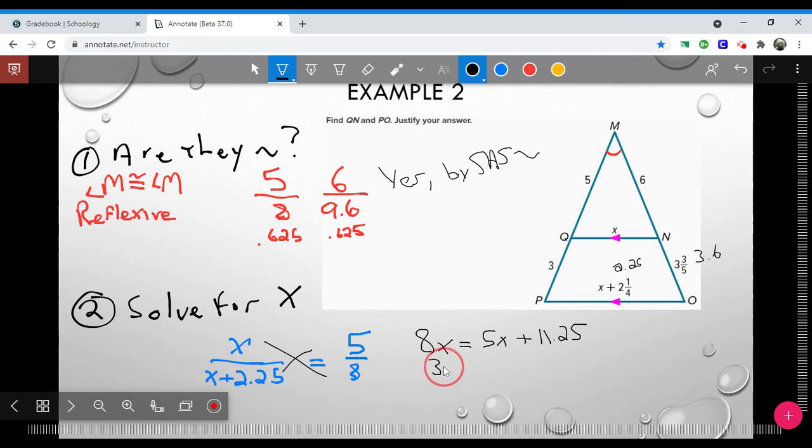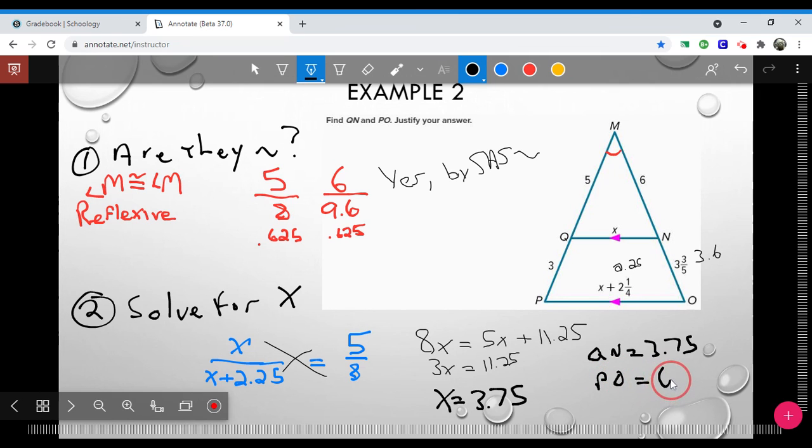Minus 5x to both sides. Now I have to divide by 3. I get x equals 3.75. This one wanted you to plug it back in. QN is just x, so it's just 3.75. And PO is x plus 2.25, which ends up being 6.